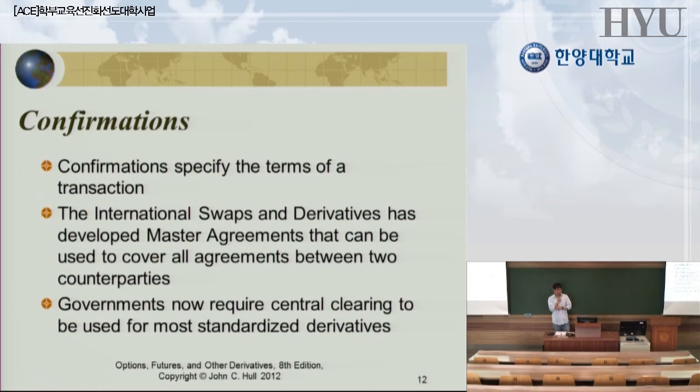Confirmation is basically making sure, or giving actual confirmation of the specification terms of the transaction. This is basically the two firms coming together and agreeing on the exchange rates that they have been performing with each other. And the International Swaps and Derivatives Association has developed a master agreement that is used to cover all the agreements between the two parties. And now governments are requiring central clearing to be used for most of the standardized derivatives.